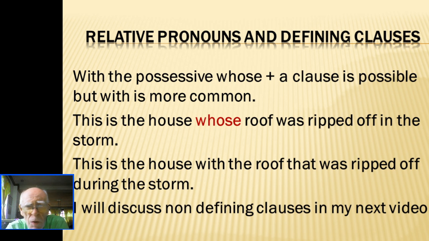With the possessive, whose plus a clause is possible, but with is more common. This is the house whose roof was ripped off in the storm. So we have here a clause whose roof was ripped off in the storm. This is the house with the roof that was ripped off in the storm. So again, we can use either whose plus a clause, or we can use with, with being the more commonly used.